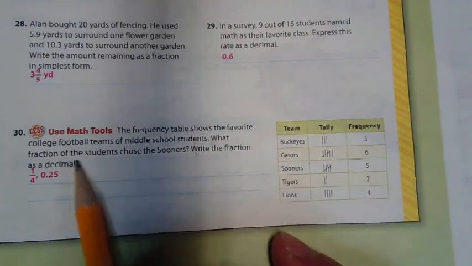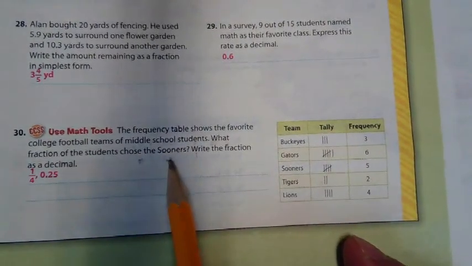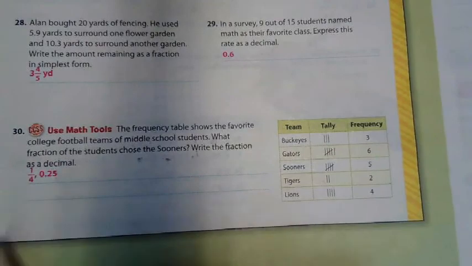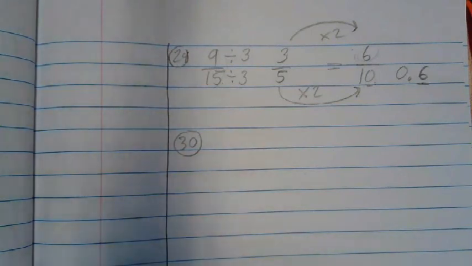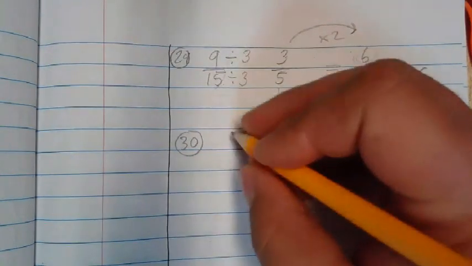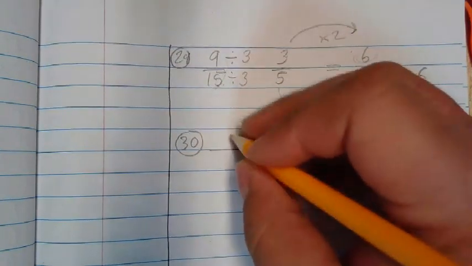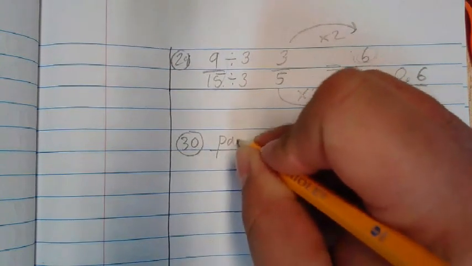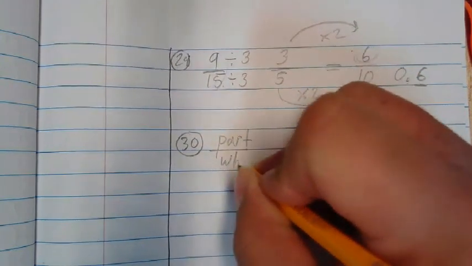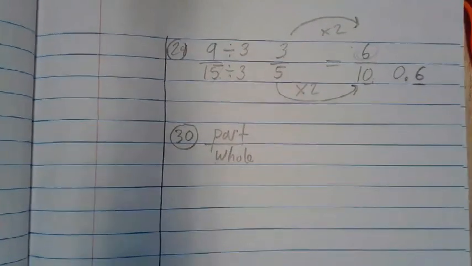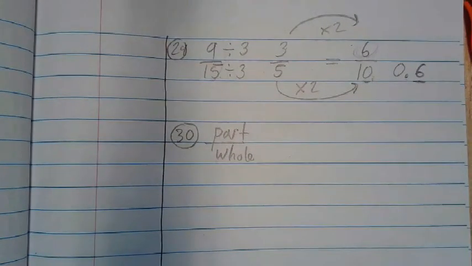What fraction of the students chose the Sooners? Write the fraction as a decimal. Remember, for fractions, just fractions, we're not talking about ratios. For a fraction, we're always talking about a part of a whole. Part of a whole. Okay, let's look at the table again.